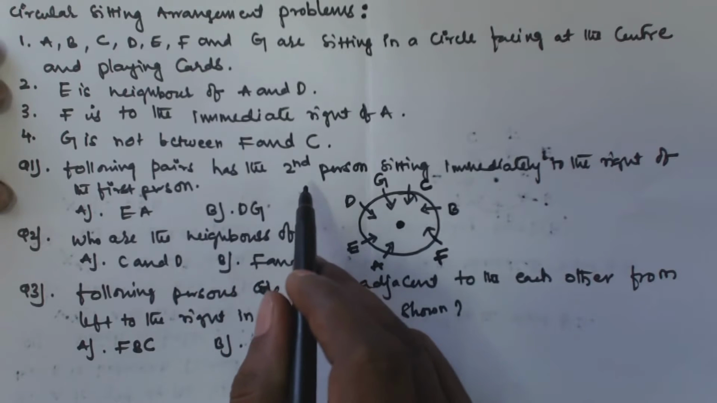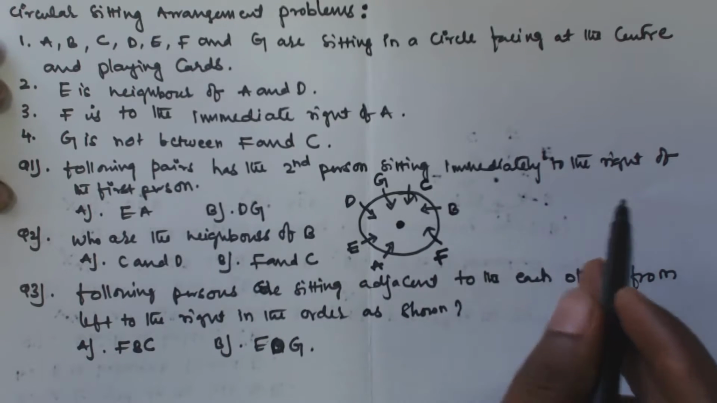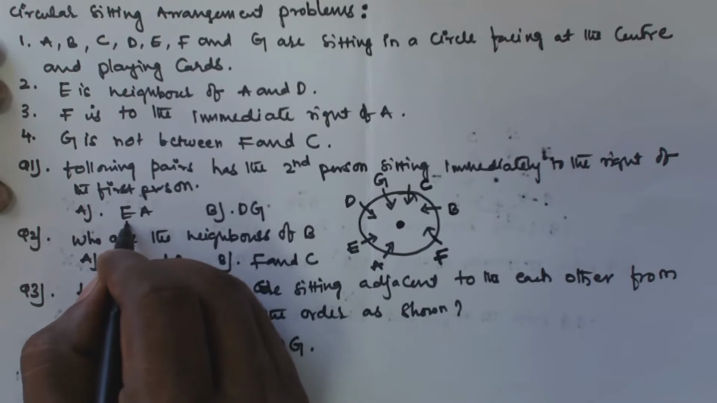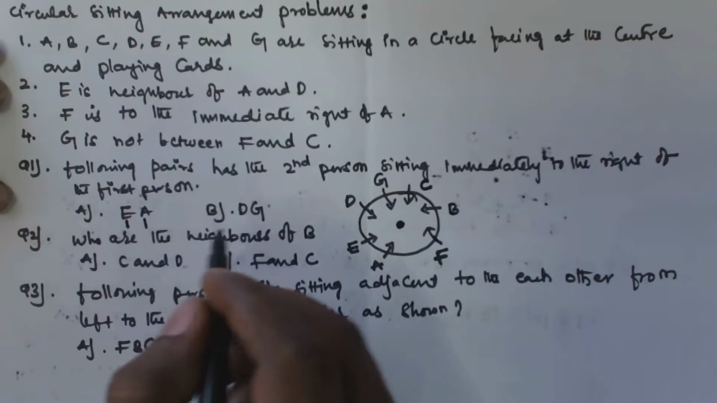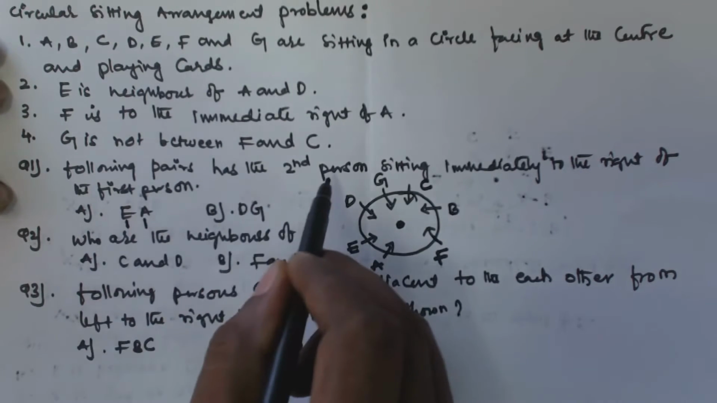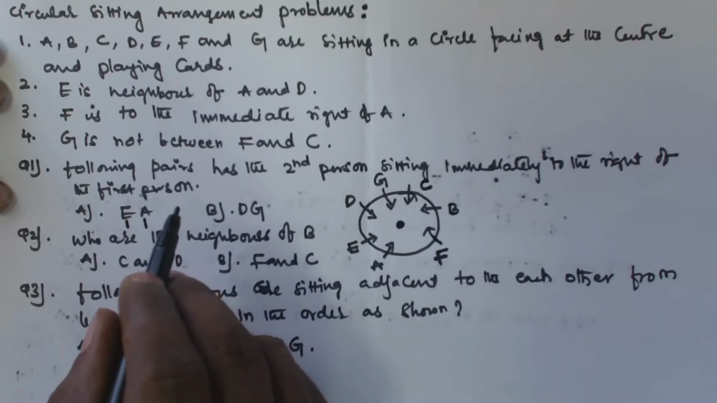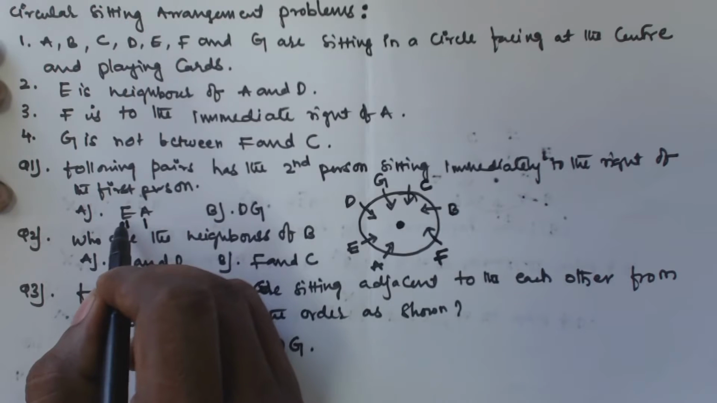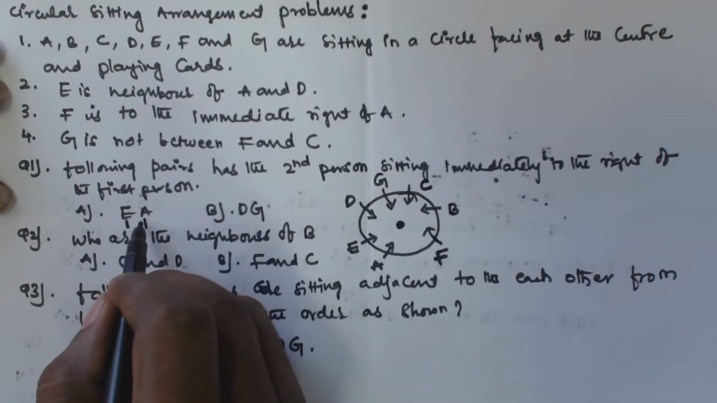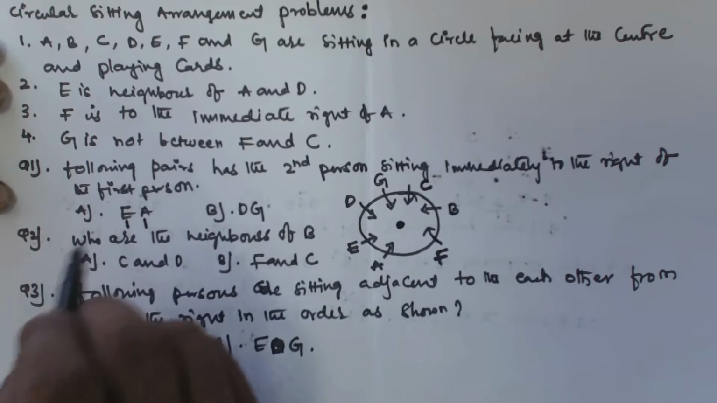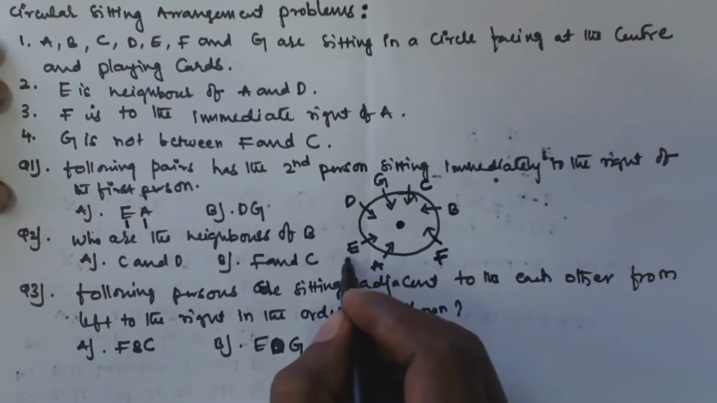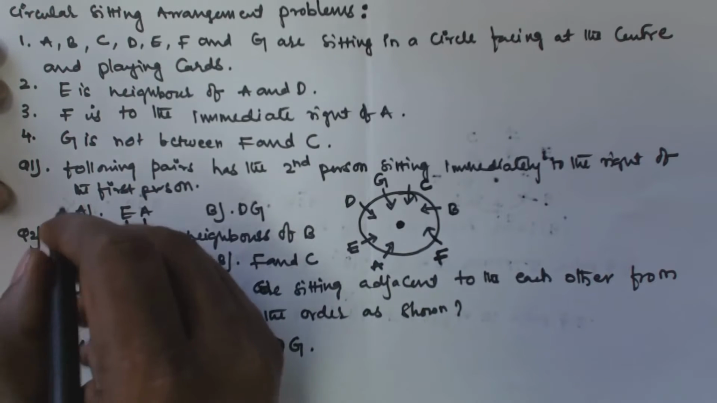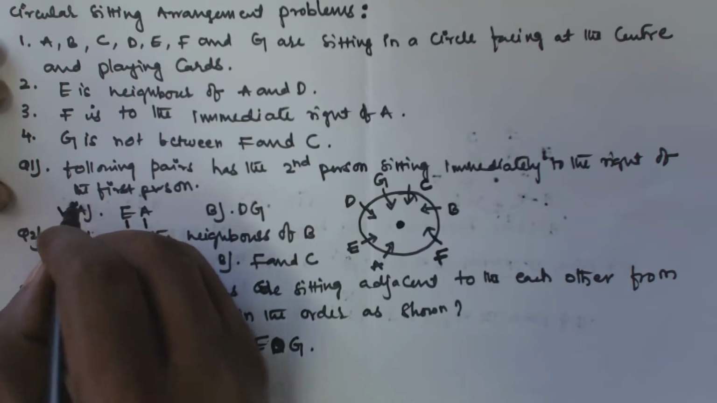Following pairs have the second person sitting immediately to the right of the first person. So here E is given. E is the first person, A is the second person, right? So according to this problem, A must sit immediately to the right of E. Now we check: E is here and A is sitting immediately to the right of E. So that means A is true.